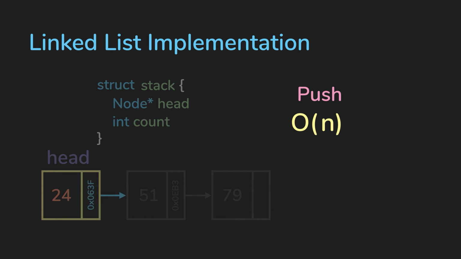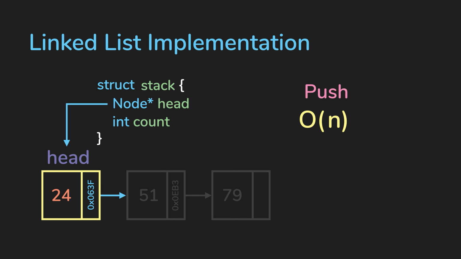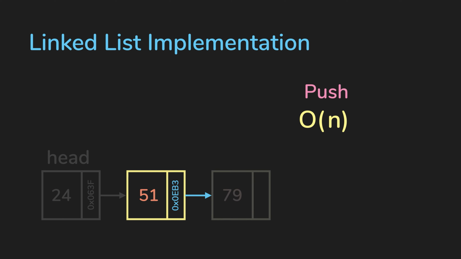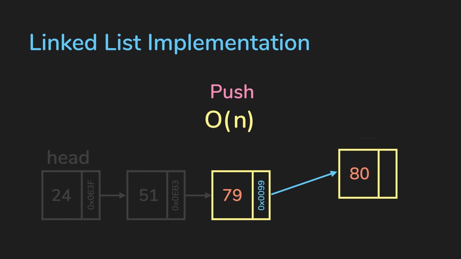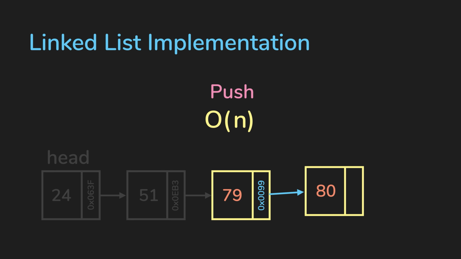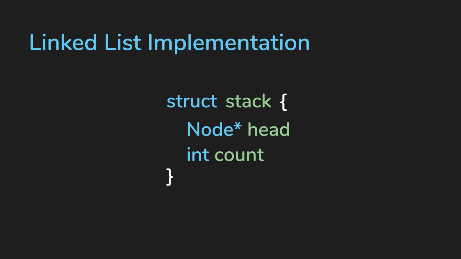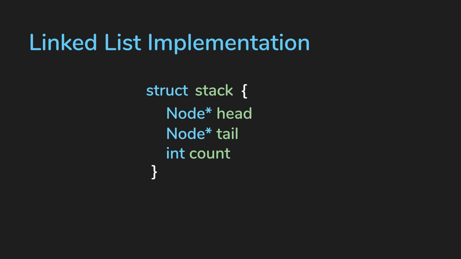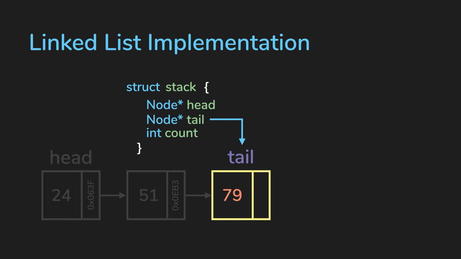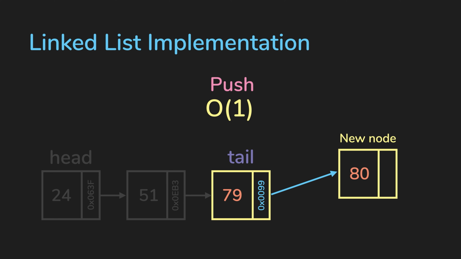Why? Because we have to traverse all the way to the last node from the first node so that we could connect the last node with the new node we just created, aka the element we want to push into the stack. You might say, oh, let's just have another pointer, tail. Yeah, that's not bad, and it will allow us to push elements in O of 1 time.